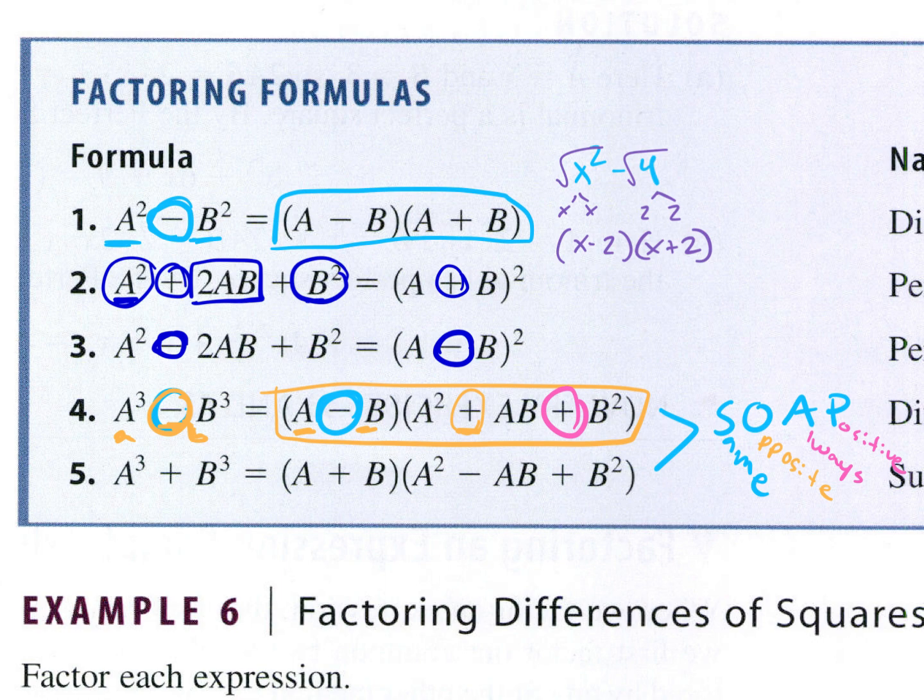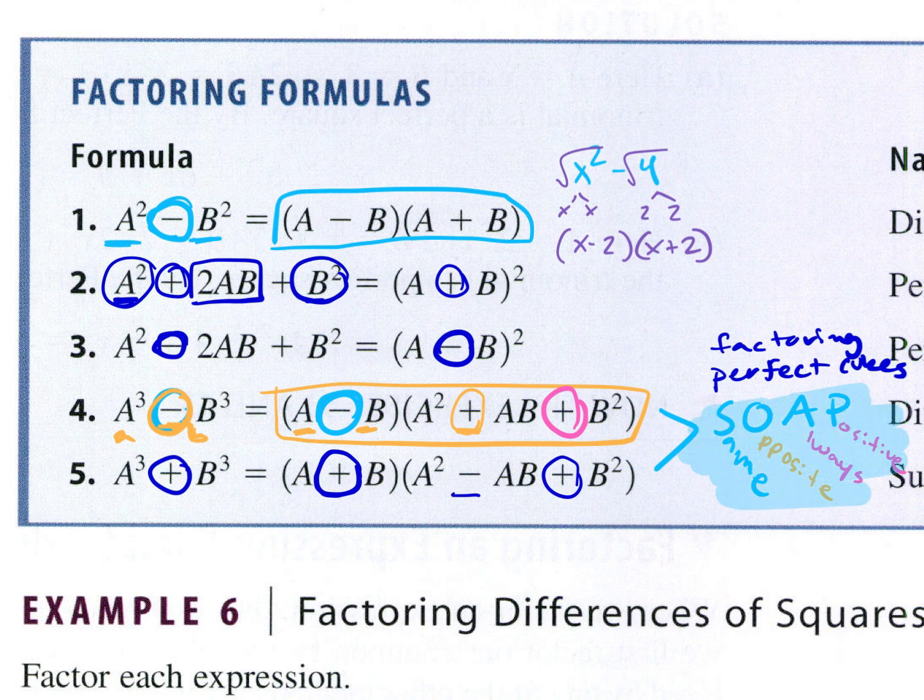So same thing works with the plus sign. If I have a plus sign in the question, my answer is going to start with the same sign that the question starts with, then the opposite sign, then always positive. So same, opposite, always positive. This works when we're factoring perfect cubes. So if there's anything I would write down from this page, it would be this acronym here, just so you can remember the signs for perfect cubes. It's just a quick, easy way to remember it.